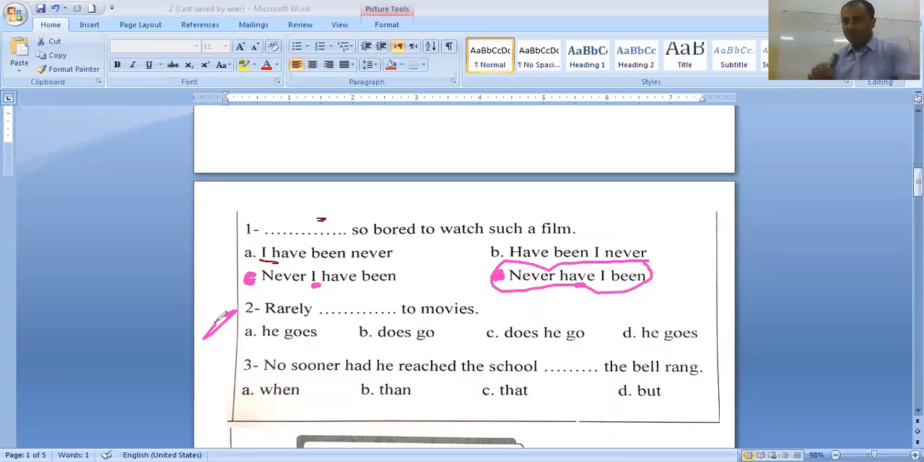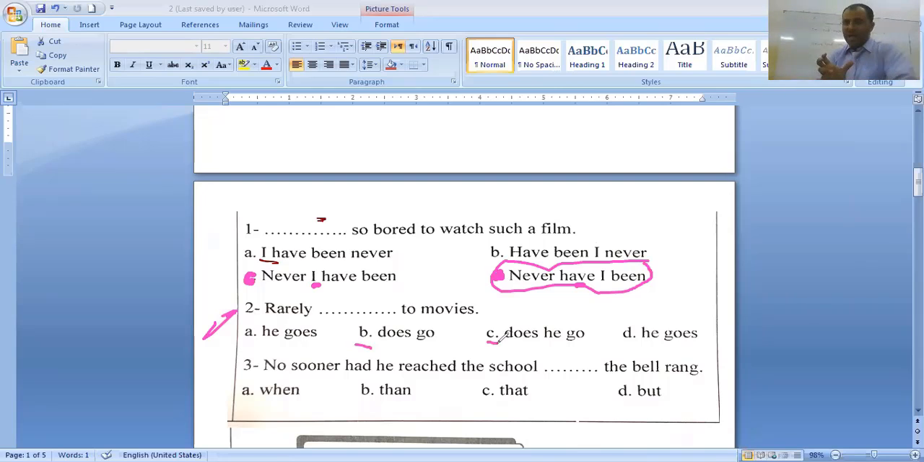Again, rarely, this one is the adverb. So, we want an auxiliary and subject. Which one of these sentences starts with an auxiliary? We have number B and number C. Number B and C start with the auxiliary. So the answer must be one of them.